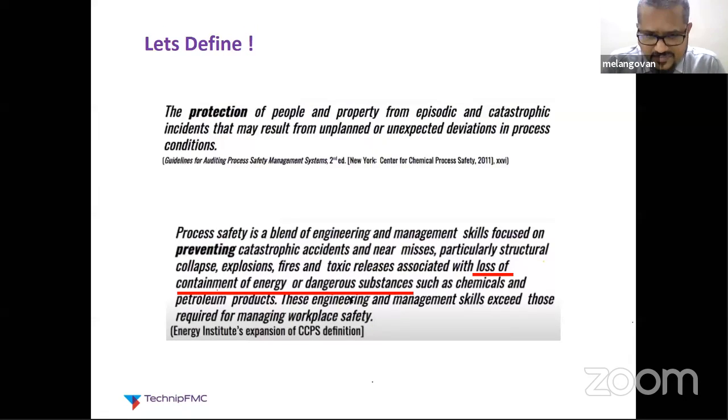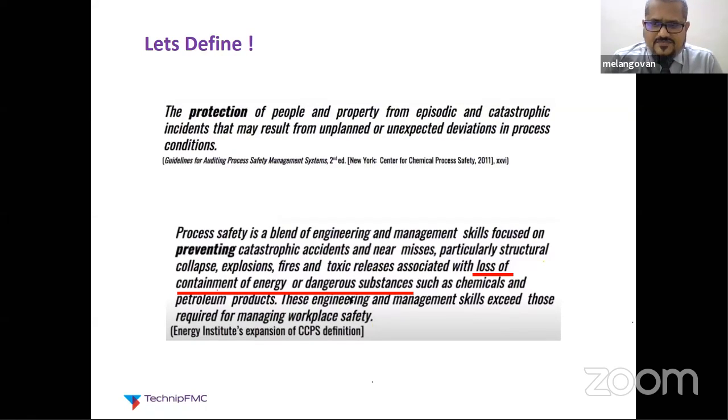For example, if you have a high pressure air receiver, there you have the stored energy of high pressure. If something happens to that vessel, if an explosion happens to that air receiver, what will be the damage? So this is not only about flammables and toxics. This is also related to the loss of containment of energy. So as it says, it is a loss of containment of energy and dangerous substances.